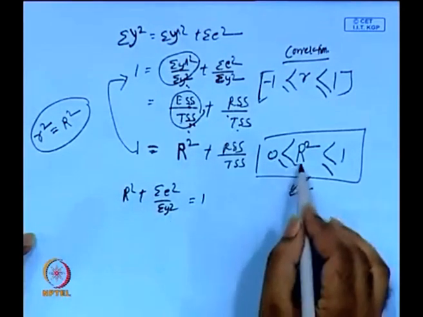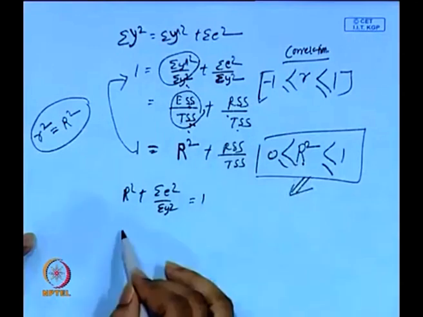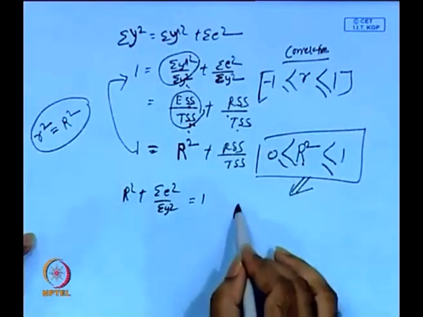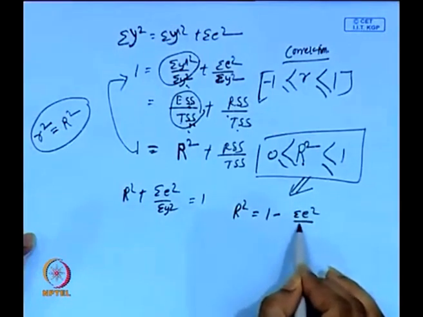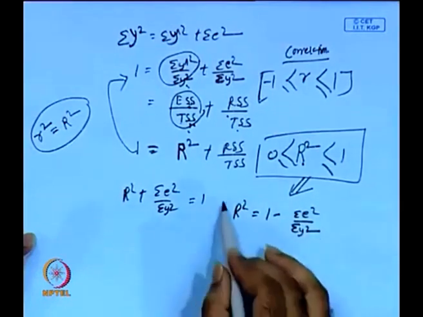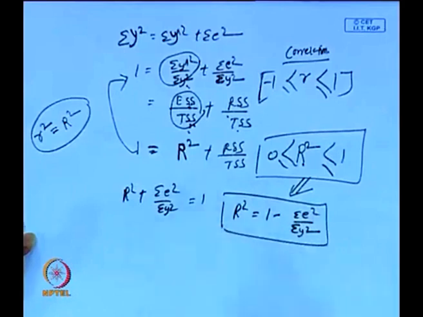Now, since this is our target, what will we do? We will take R squared equal to 1 minus summation e squared by summation y squared. Okay, this is what we have received from this simplification. So, what do we have to do here?